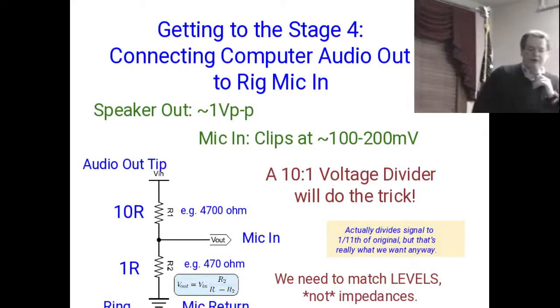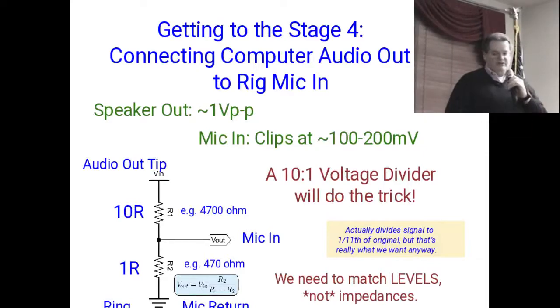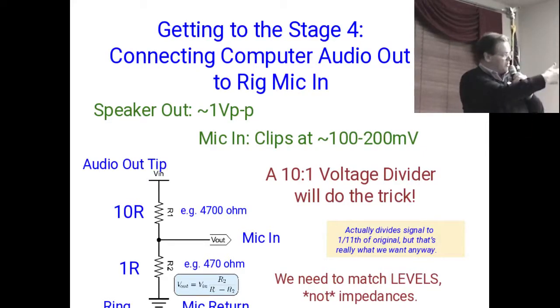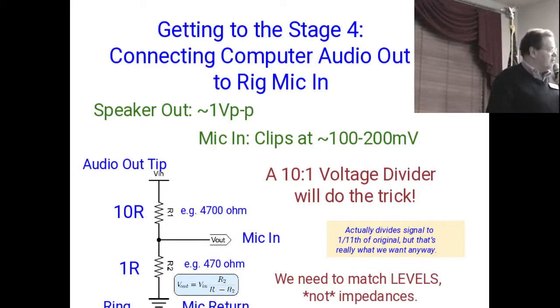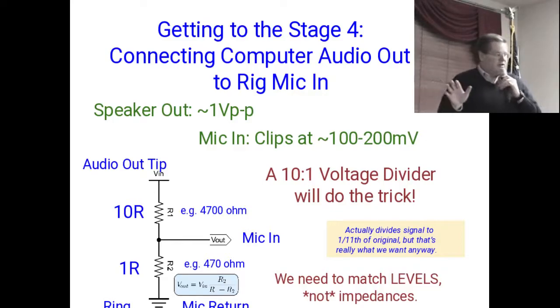So the next step requires a simple resistor divider. And if you want to make your own, it's very easy. Just pick two resistors, one that's 10 times the value of the other. Your audio out will connect to the top of the higher one. In my case, I used a 4700 ohm. And then you've got the ring and the mic return on the other side with, in my case, a 470 ohm. And you don't need to worry about anything fancy.